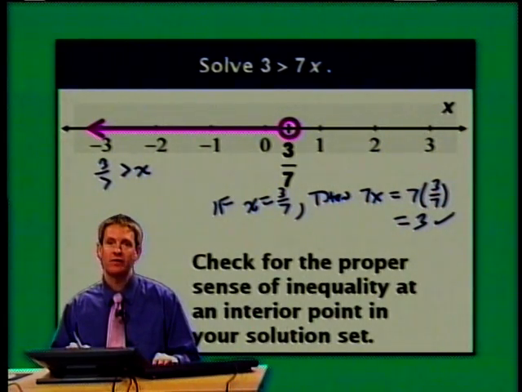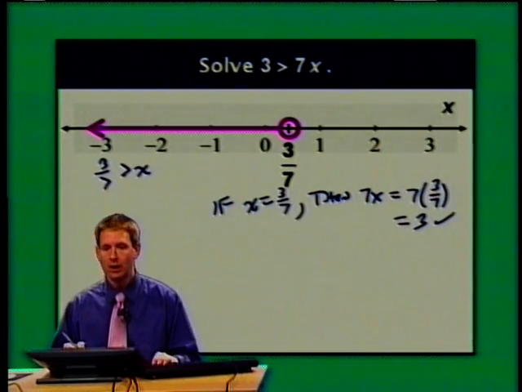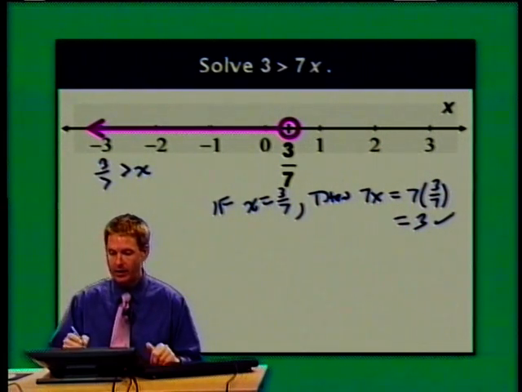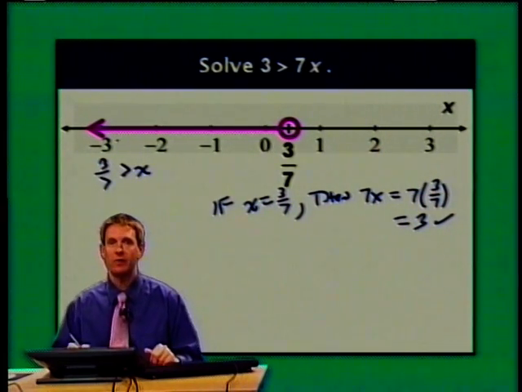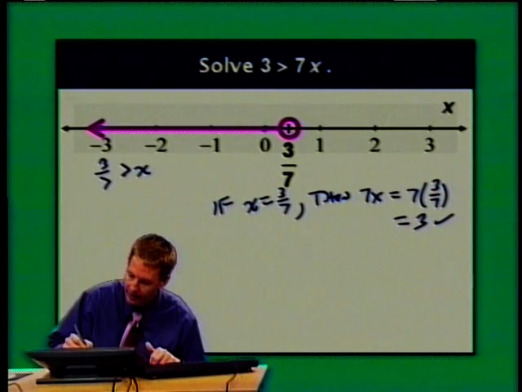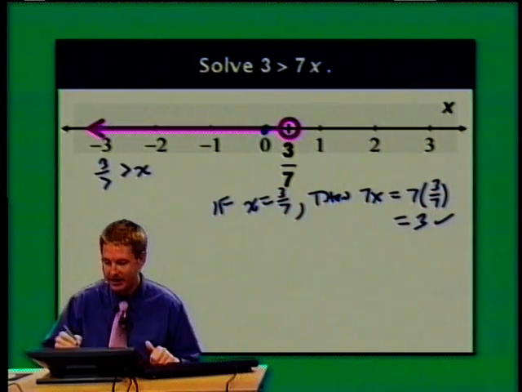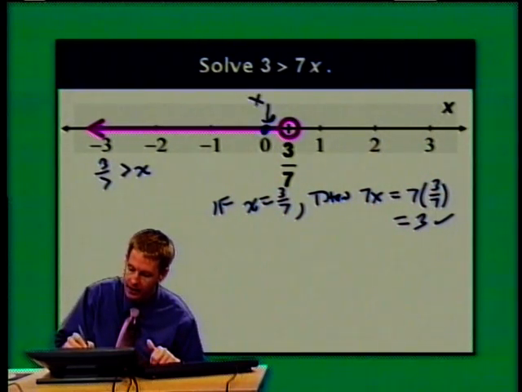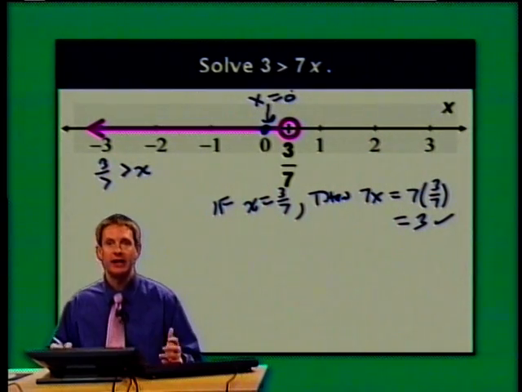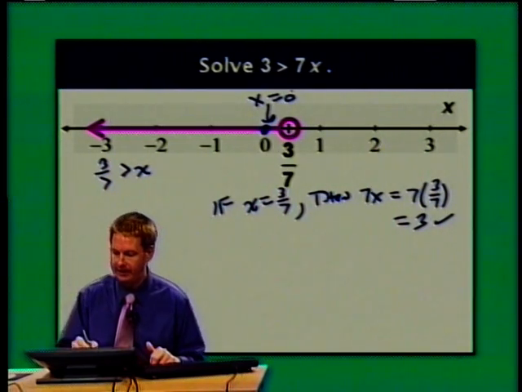Now we need to check for the proper sense of inequality at an interior point in our solution set. So I'm looking at the interior of my solution set. I'm looking for a nice easy number to check. And the easiest number I could possibly check is 0. And lucky for me, 0 is in the interior of my solution set.